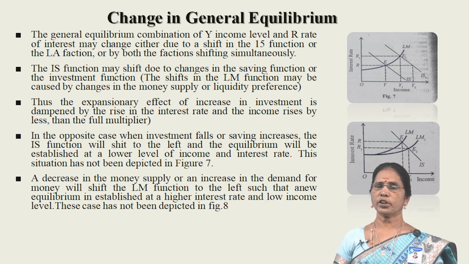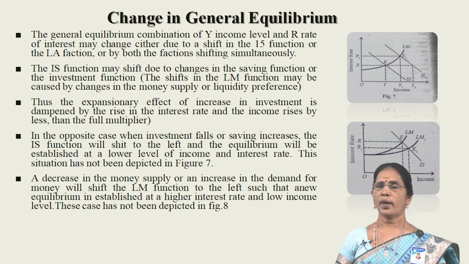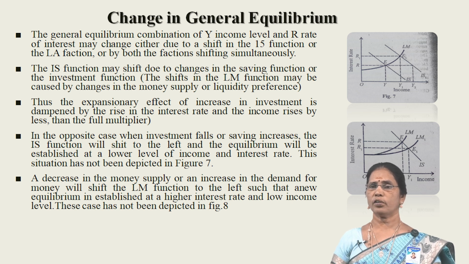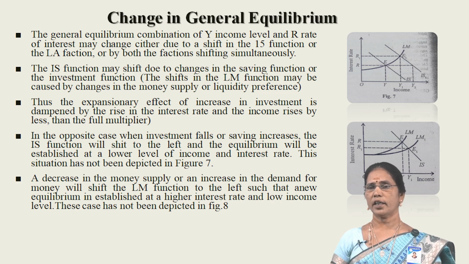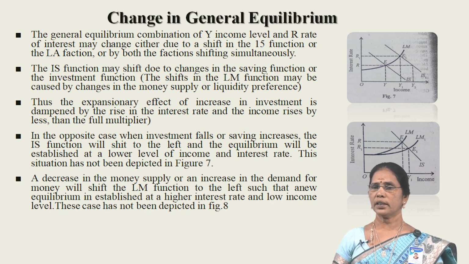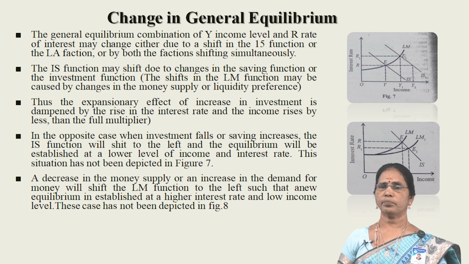The IS function may shift due to changes in the saving function or the investment function. The shift in the LM function may be caused by a change in the money supply or liquidity preference. Thus, the expansionary effect of an increase in investment is dampened by the rise in the interest rate, and the income rises by less than the full multiplier.